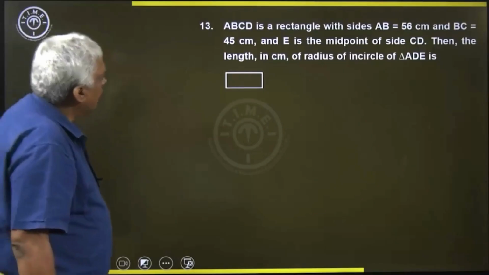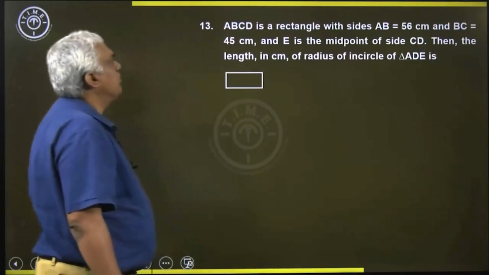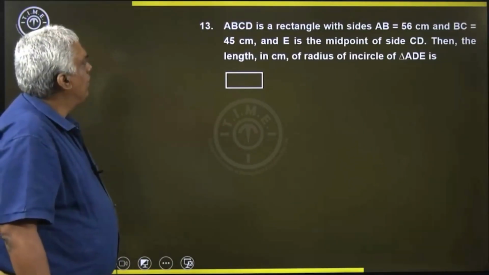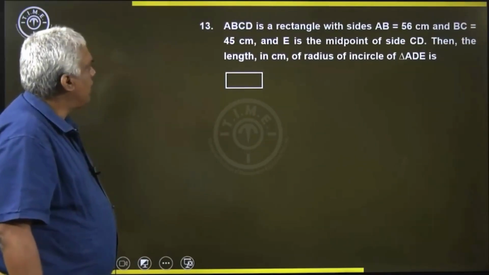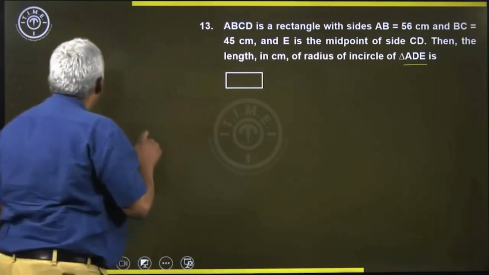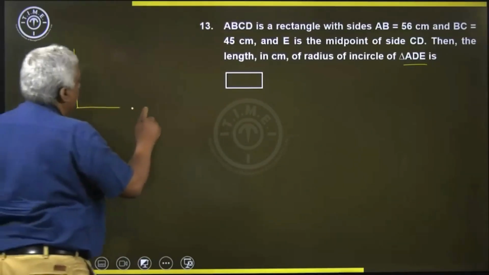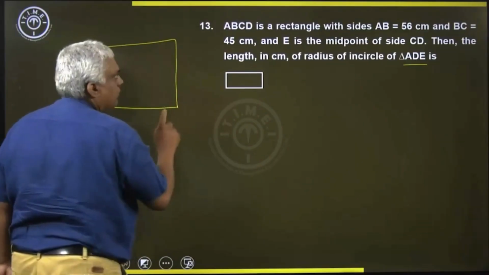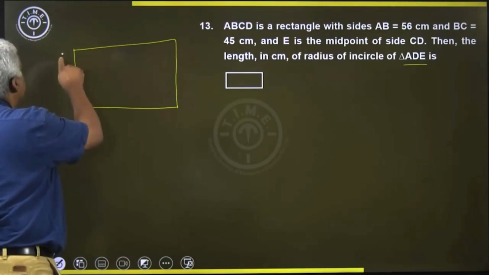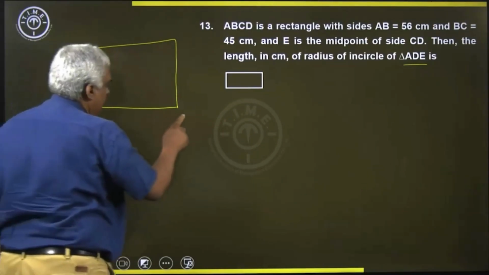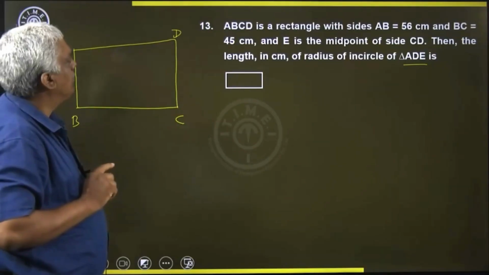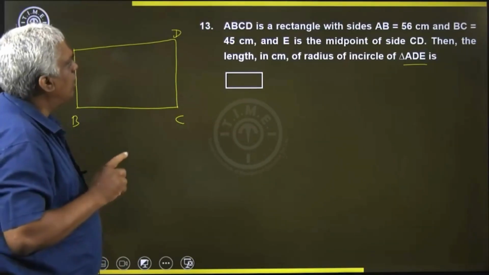ABCD is a rectangle with sides AB equal to 56 and BC equal to 45. E is the midpoint of CD. Then find the length in centimeters of the radius of the in-circle of triangle ADE. So ABCD is a rectangle, let's say this is A, B, C, D, with AB equal to 56 and BC equal to 45.